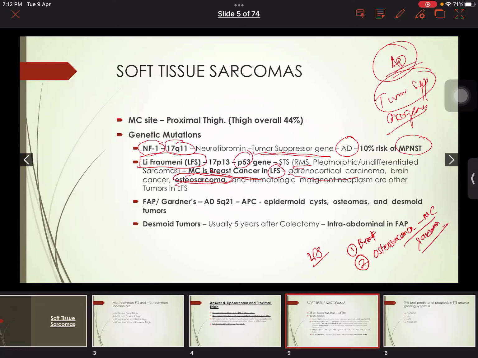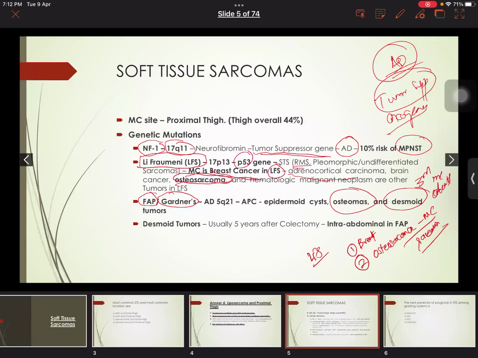What are the other tumors that are associated with the familial syndromes? One is the FAP associated Gardner syndrome, where you will have the multiple osteoid osteomas that will happen. And along with that, desmoid tumors are going to be very common in FAP. So FAP and Gardner's will be associated with the osteoid osteomas and the desmoid tumors. Now, desmoid tumors are the third most common cause of death.